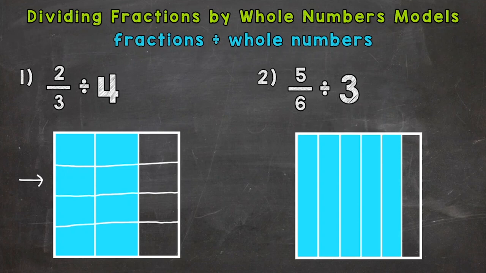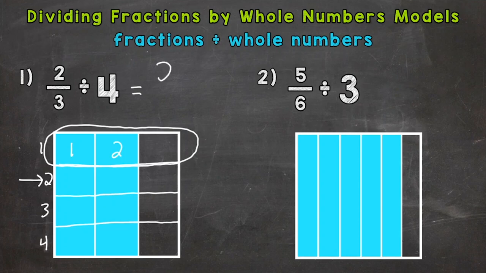So the next step, we need to select one of the groups. And what I mean by that, we have 1, 2, 3, 4 equal groups. We need to pick one of those. I find it easiest just to pick the top, but it doesn't really matter. They're all going to give you the same answer. So I'll circle it, that way we visualize which group we're picking. Now we need to see how many pieces are filled in within that group. We have 1, 2. That's going to be our numerator.